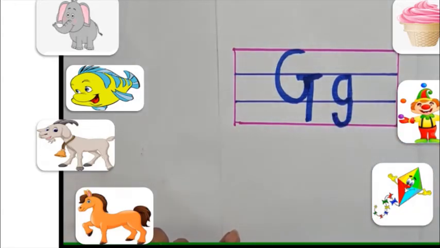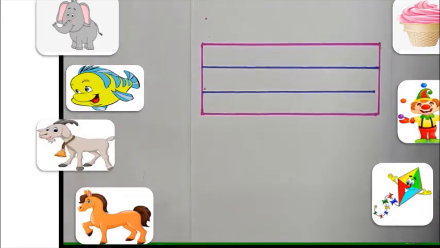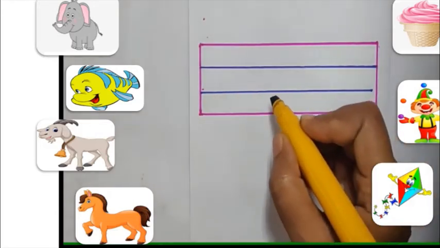Children, what is the sound of G? Correct. G. Goat. Children, what is the letter after G? It's H. Correct. So, let us start writing H.